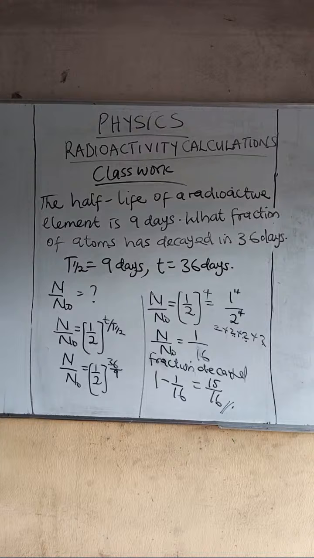Now, you are looking for the fraction that decayed, not the fraction remaining. Okay? The fraction remaining is 1 over 16. But the fraction decayed is 1 minus 1 over 16 to get 15 over 16. Right?